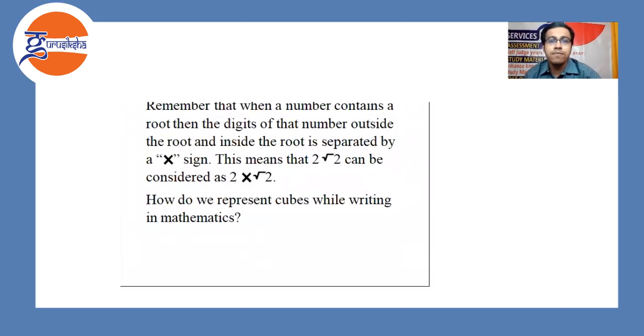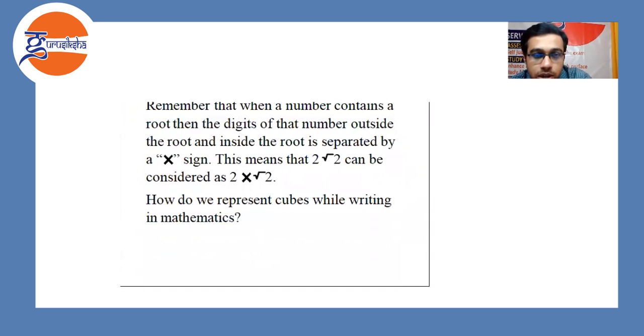Before proceeding further, I want to repeat once more what I said earlier: when a number contains a root, then the digits of the number outside the root and inside the root are separated by a multiplication sign. That means 2√2 can be considered as 2 into √2, as discussed earlier. And I'm not elaborating anymore.